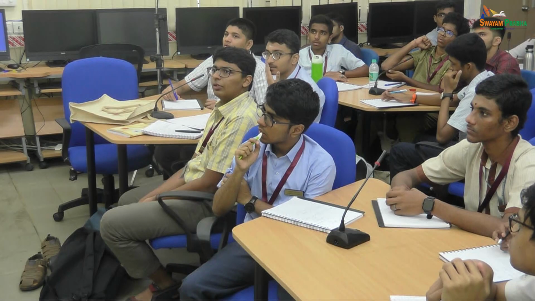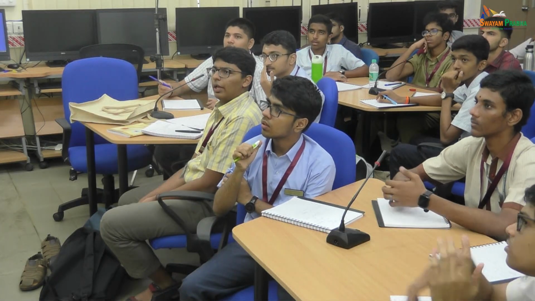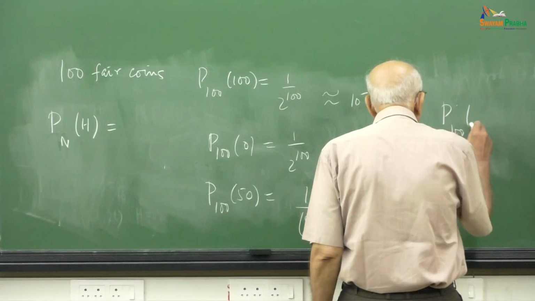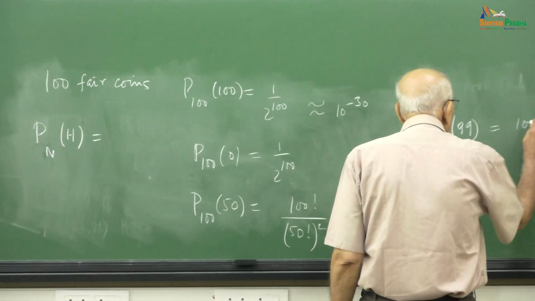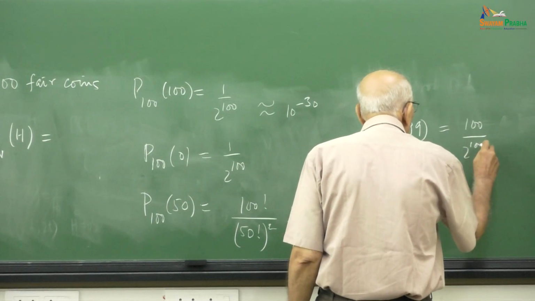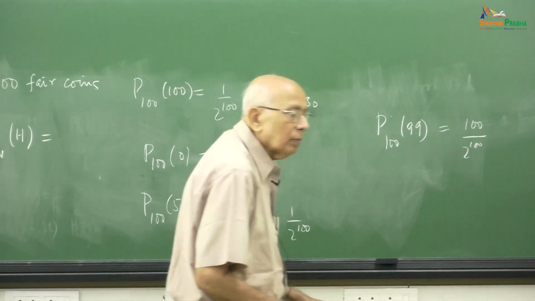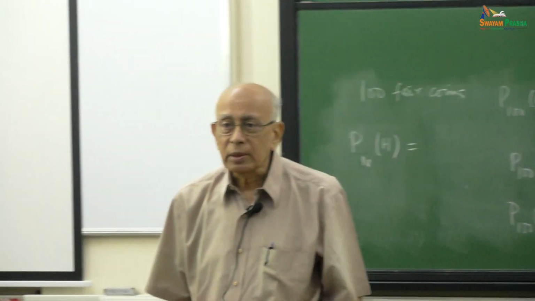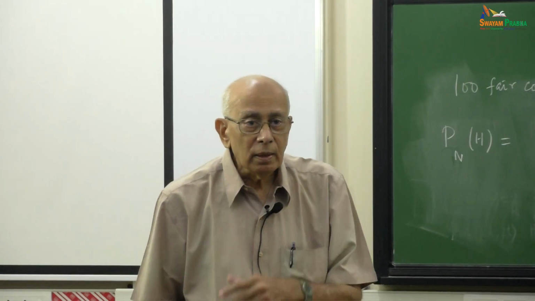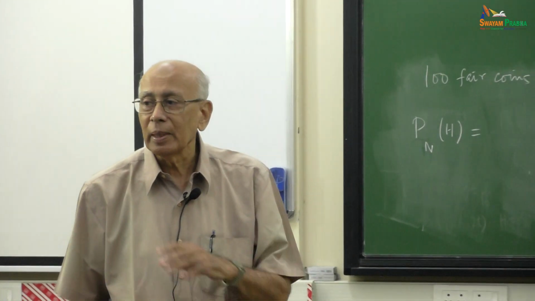You get nC(n-1), or nC1. What's nC1? n itself. So we know immediately that the probability of 99, for instance, is equal to 100 to the 100. That's not doing very much. It's taking you from 10 to the minus 30 to 10 to the minus 28, which is pretty small still.